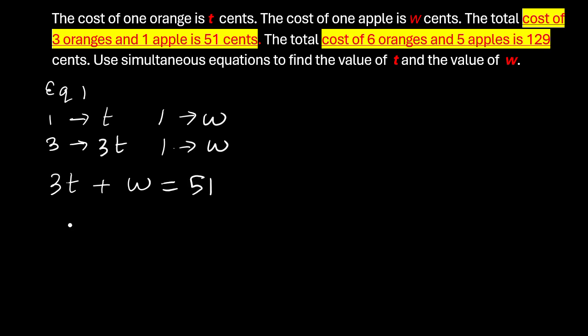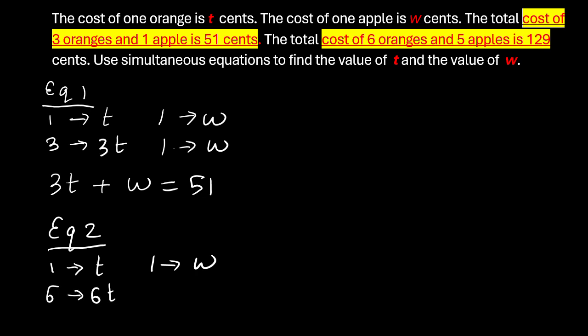Then we can come up with equation 2. We do the same. So in equation 2, we know again that one orange is t cents and one apple is w cents. Now we want the cost of 6 oranges, so 6 oranges becomes 6t, and we want 5 apples, which becomes 5w. So the second equation is going to be 6t plus 5w. The total cost is 129. So that becomes our second equation.